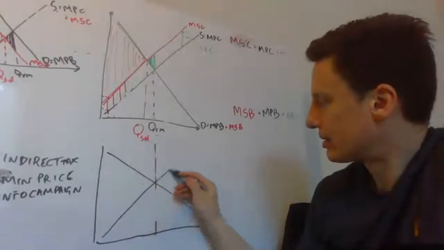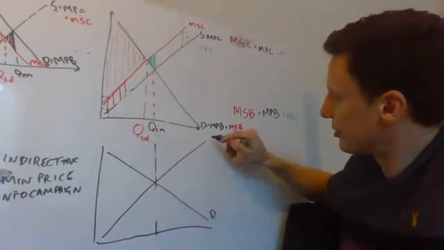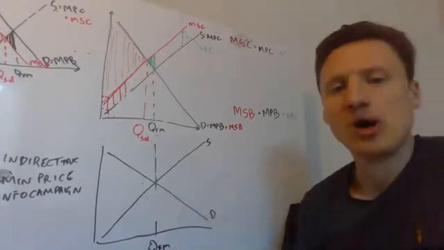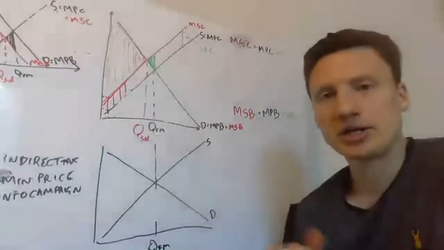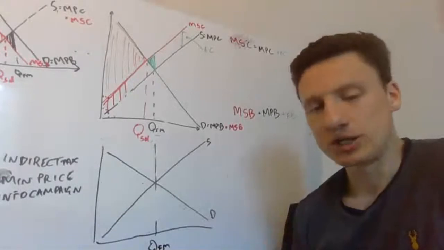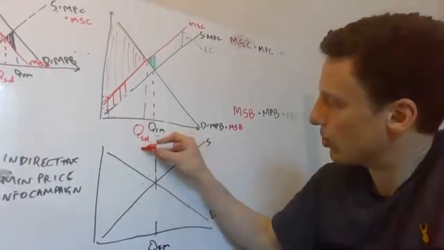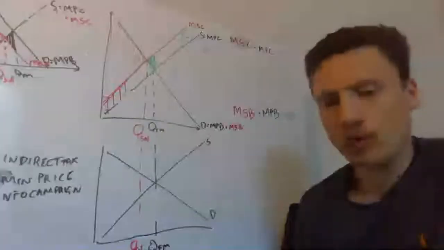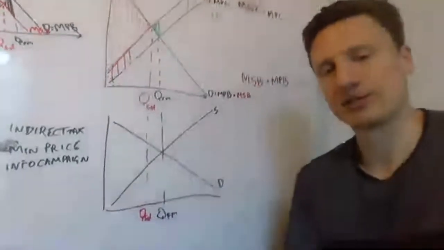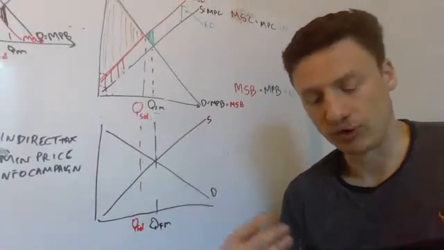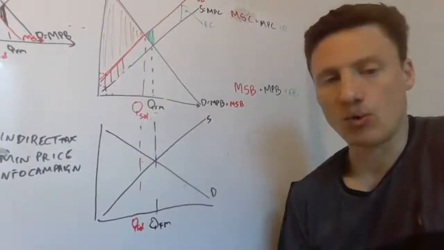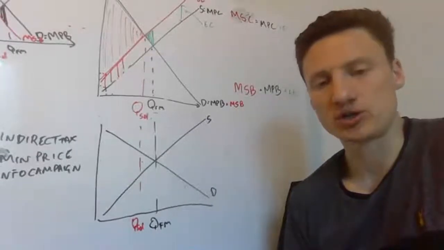So again, I'm drawing my demand and supply curve with the original intersection at the same place, QFM. The purpose then of an information campaign is to change people's behavior by giving them more information about what they're doing, how it's affecting the third party, and perhaps getting them to voluntarily reduce their consumption of a particular product. So what we're hoping to do is affect change on the demand curve.